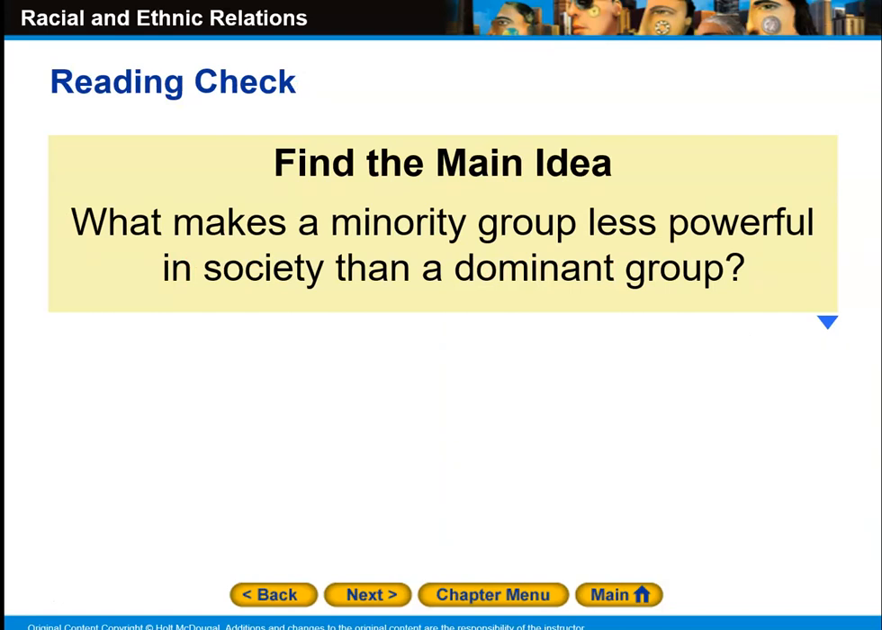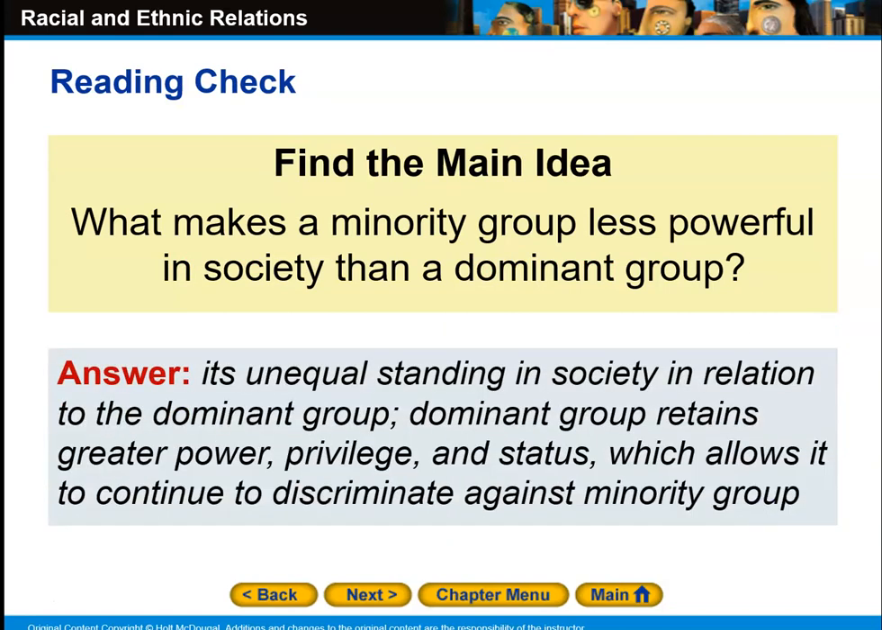So what makes a minority group less powerful in society than the main dominant group? Its unequal standing in society in relation to the dominant group. The dominant group retains greater power, privilege, and status, which allows it to continue to discriminate against the minority group.